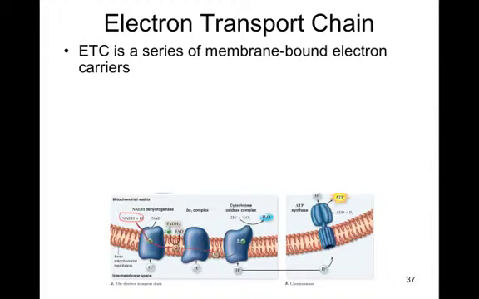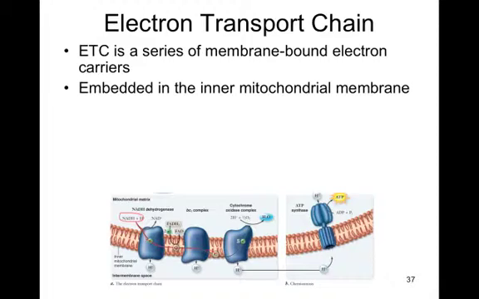So now that we've collected plenty of electrons from all of the other phases of cellular respiration, NAD and FAD carrying their electrons and protons in the form of NADH and FADH2 will come to the electron transport chain to drop off their electrons and transfer their energy into ATP. The electron transport chain is a series of membrane-bound electron carriers. They're in the inner mitochondrial membrane.